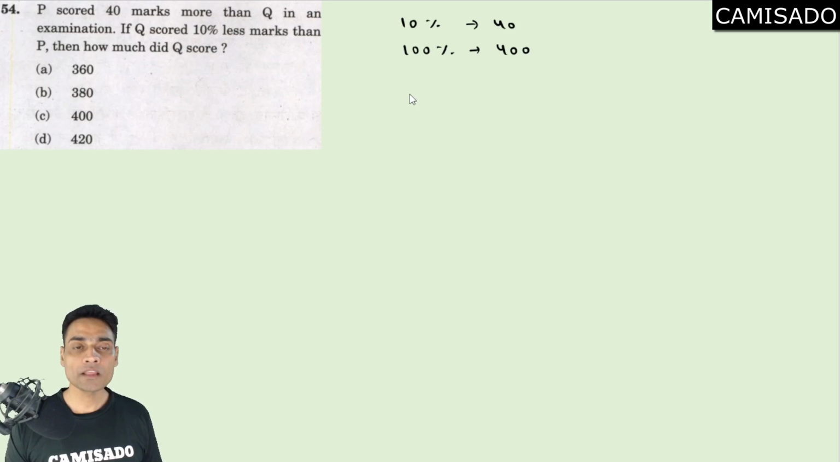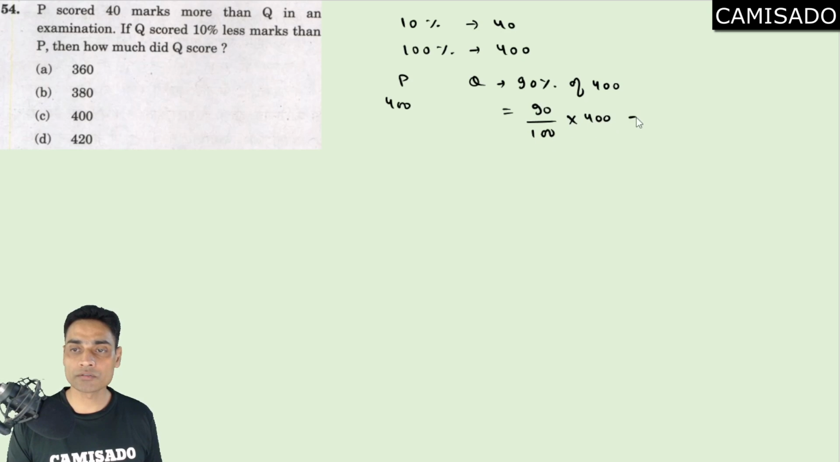Fine. Now Q is getting 10% less than P. So if P is getting 100%, means 400, suppose, then Q is getting 90%, 10% less. So 90% of 400, it will be equal to 90 upon 100 into 400. It is equal to 360. So what is the score of Q? The score of Q is 360. One method is this. Another method is also there.